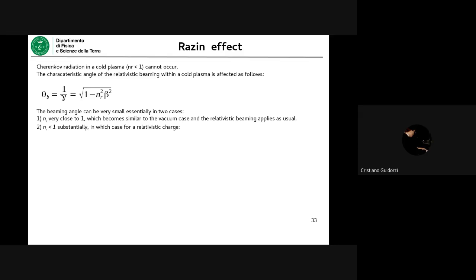The second case is more interesting: when the refractive index of the plasma is significantly smaller than 1. So you cannot compensate with a sufficiently ultra-relativistic particle. In that case, let's see exactly how the beaming angle depends on frequency. We should remind ourselves that the refractive index itself depends on frequency. This is just a reminder of the formula for the refractive index in the case of a plasma whose plasma frequency is omega_p. So here it just shows up.